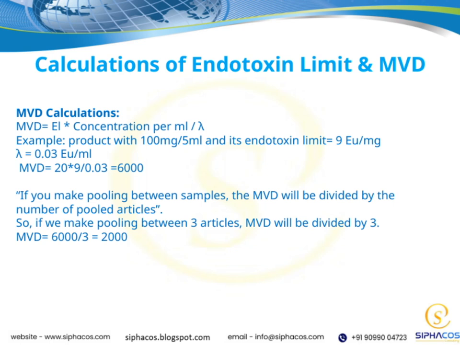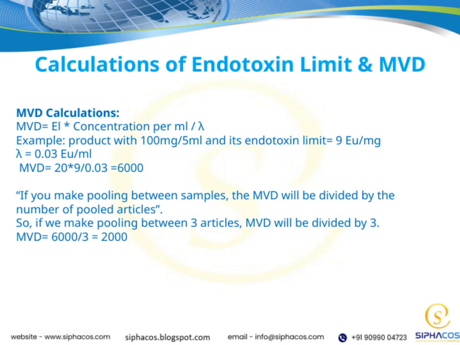Now, an important point to remember is that if you pool samples together, say 3 articles, your MVD decreases because you're combining their endotoxin limits. Specifically, you divide the original MVD by the number of pooled articles. So, in this case, dividing 6,000 by 3 results in an MVD of 2,000. This adjustment is crucial because pooling affects the overall endotoxin risk, and it's important to account for that in your calculations. Understanding these calculations helps ensure that your product stays within safe endotoxin limits while considering how samples are handled or pooled.